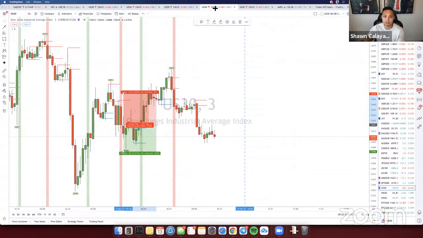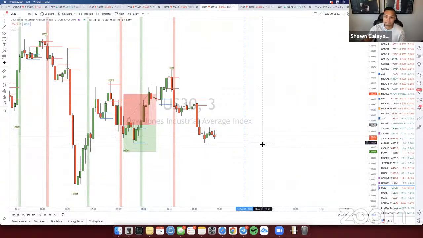But looking at US 30 here, it's starting to come back down. We were waiting for that buy signal, but the buy signal never came. So now we're just pretty much waiting for this to play out.